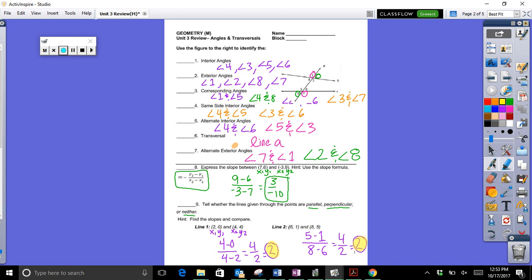So if they have the same slope, they are parallel. And you could always write that like that. You could say line 1 is parallel to line 2.